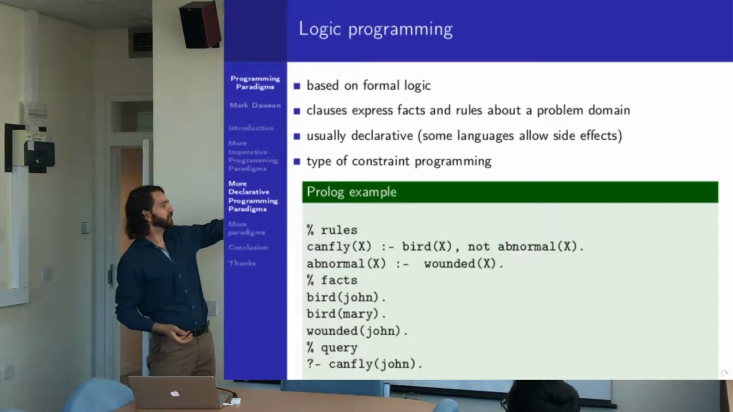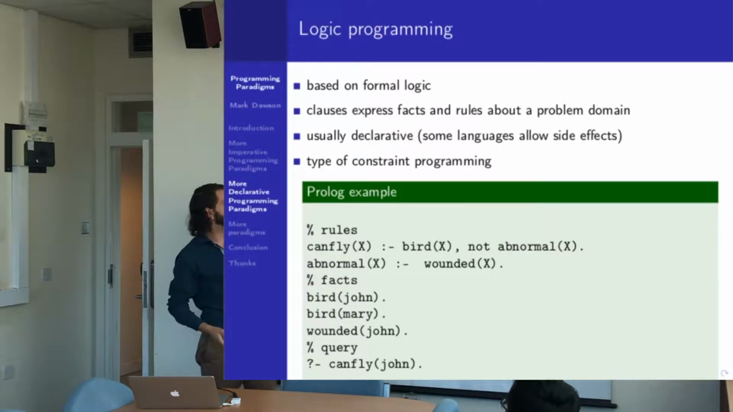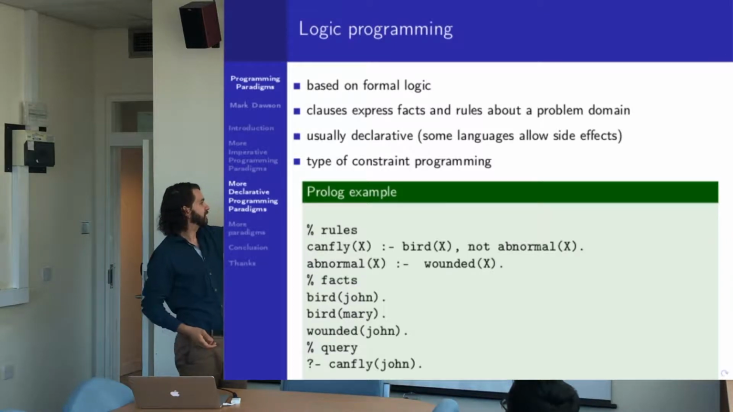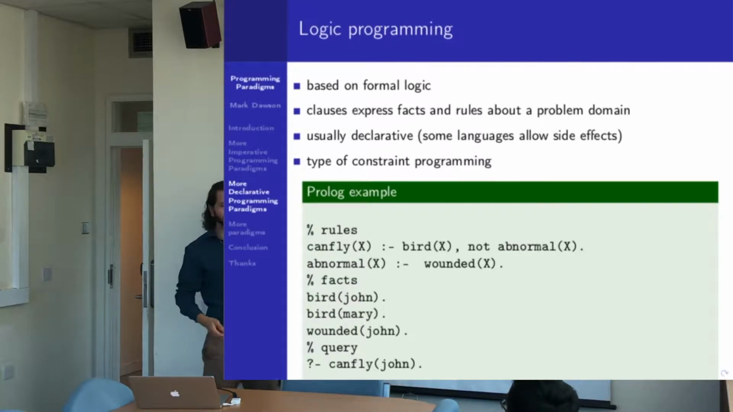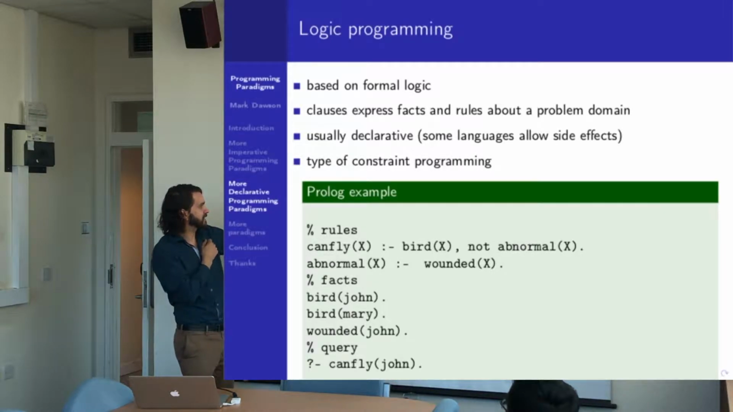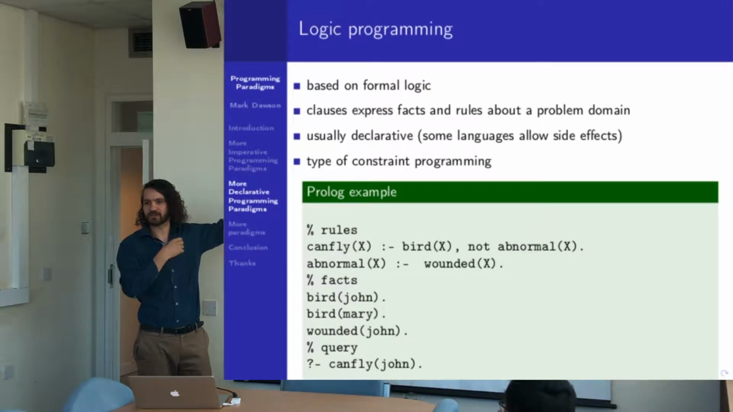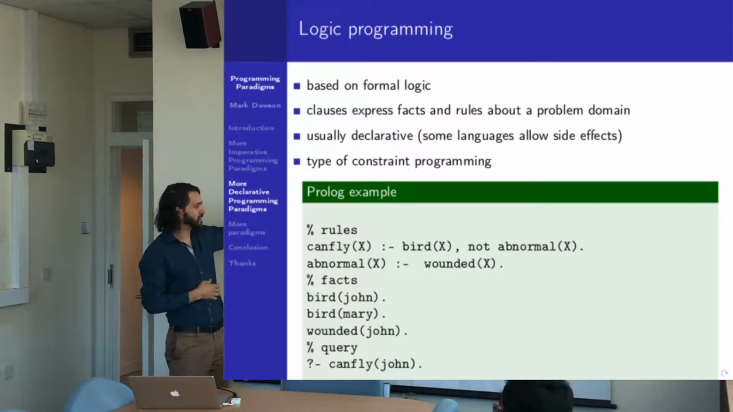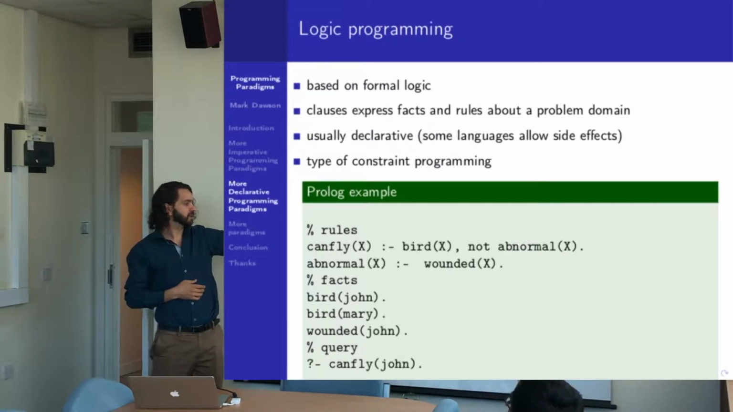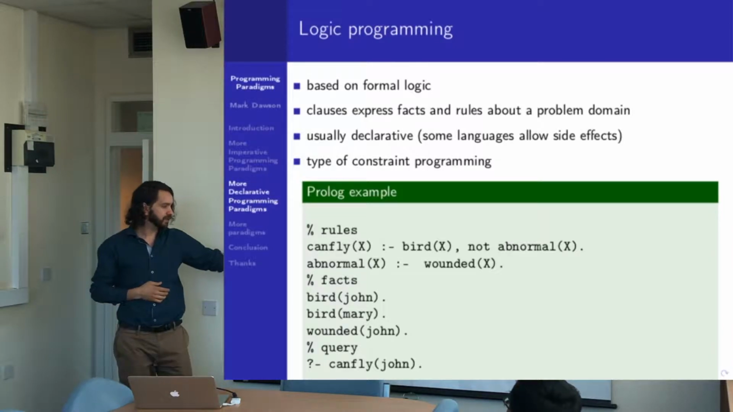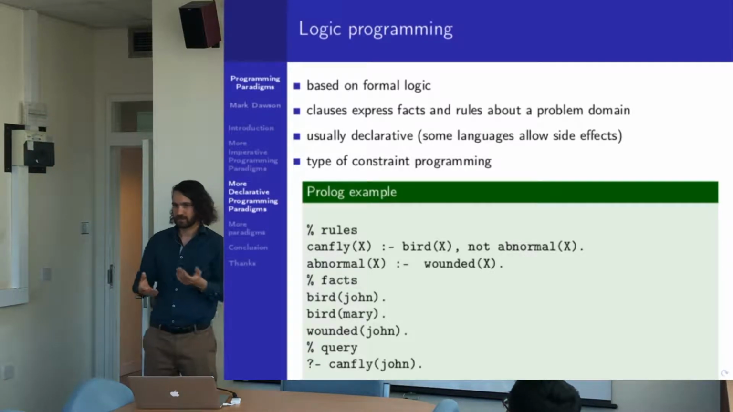So I create some rules. I say, a bird can fly unless it's abnormal. Something that's abnormal is wounded. So these are some rules that constrain my problem domain, and then I express some facts. John is a bird, Mary's a bird, John is wounded, and then I can ask, can John fly? That sort of stuff.